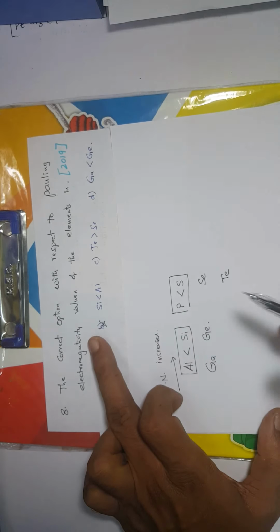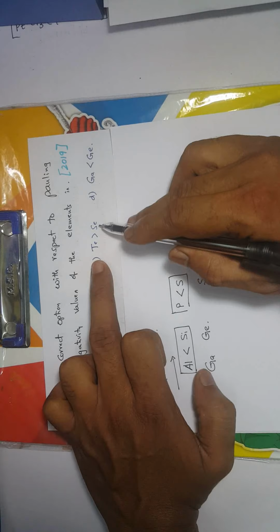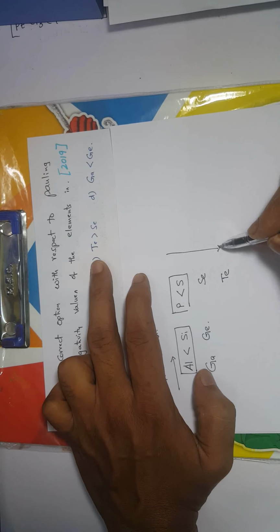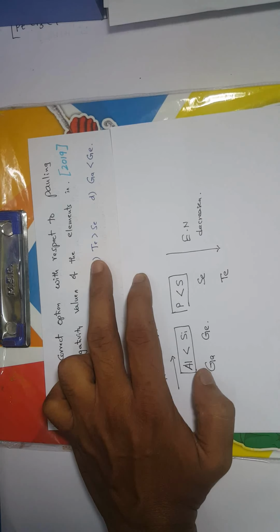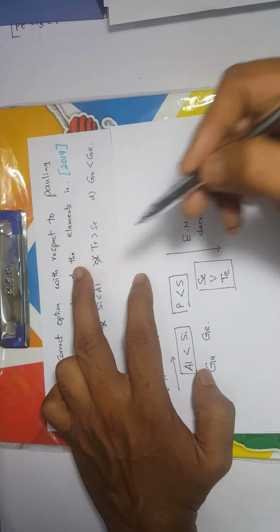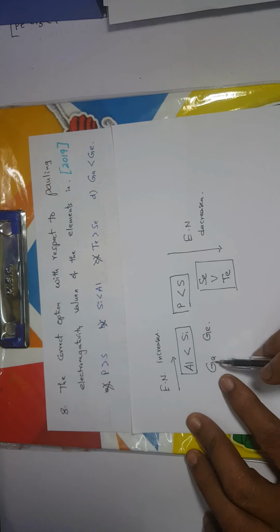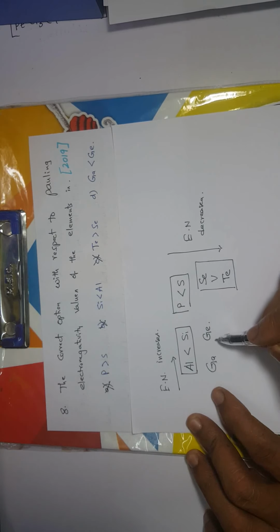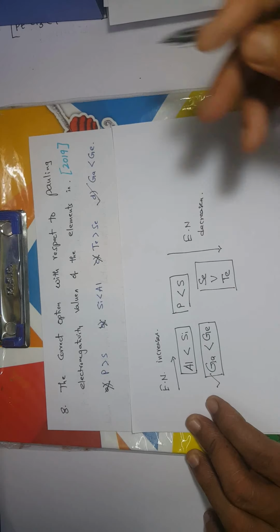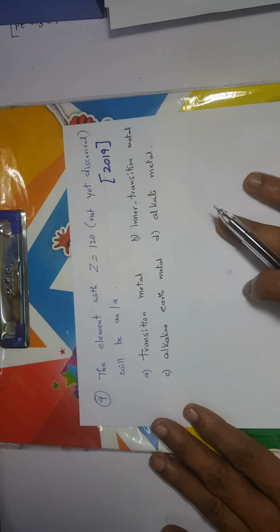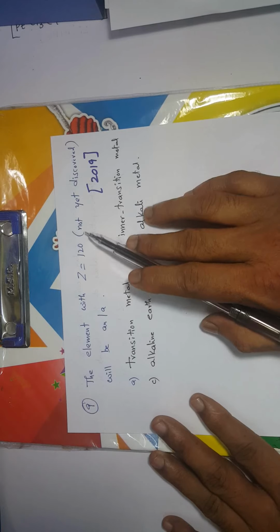It is also wrong. Then the third one, tellurium. In a group, from top to bottom, electronegativity decreases. Selenium to tellurium, which one has greater? Selenium has greater. So that's why the third one is also wrong. Then the fourth one: these are period elements, germanium has greater electronegativity than gallium. This is correct.